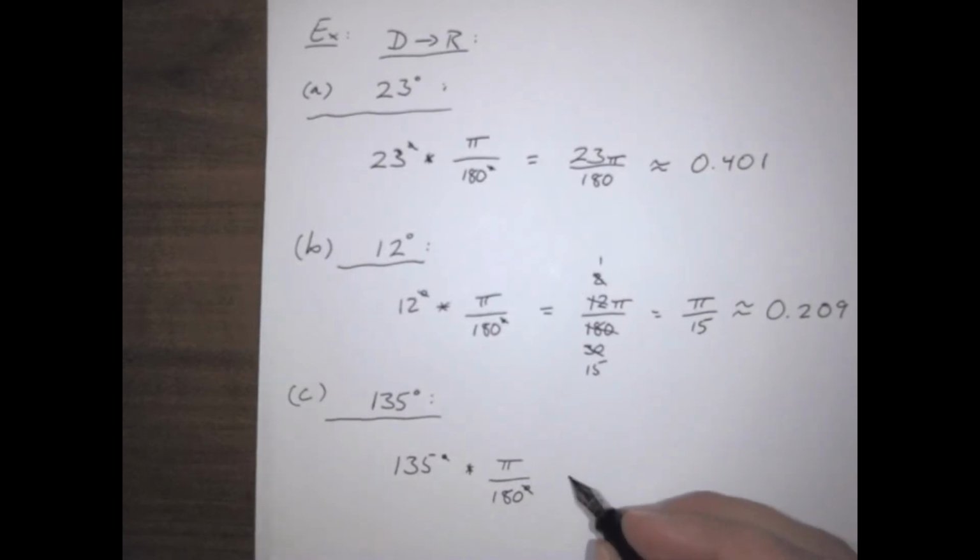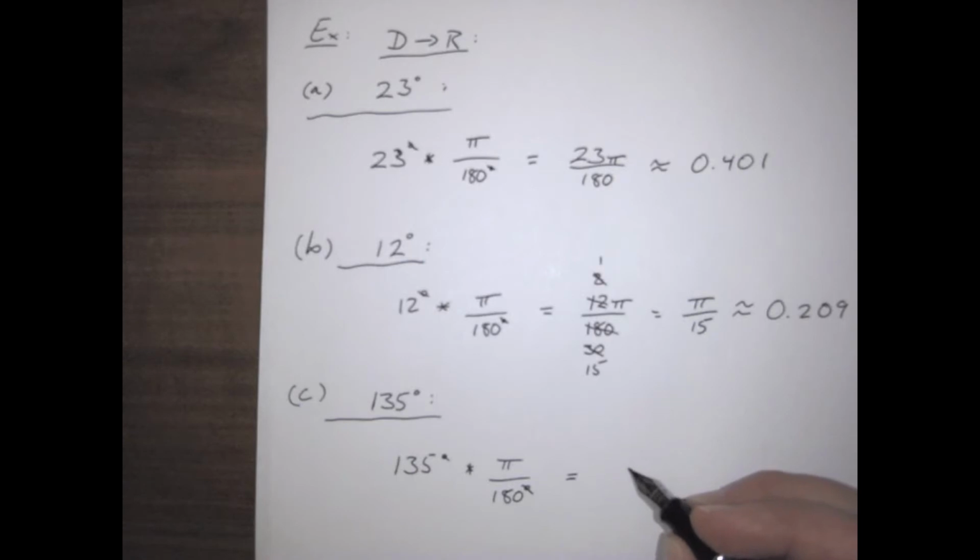Everything should just be in terms of pi, and they'll just be in radians. There should be no degrees left. All right, 135 upstairs, 180 downstairs, and I'll put the pi there. It's kind of the usual place of putting the pi.